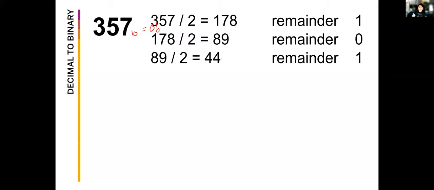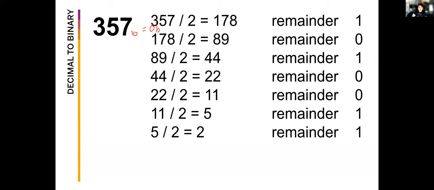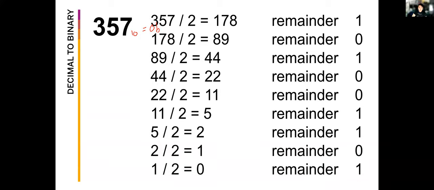Now again, 44, how many twos in 44? We have 22, remainder 0. For 22, we have 11, remainder 0. For 11, there are 5 twos, but we have a remainder of 1. And on 5, we have 2 twos with a remainder of 1. For 2, we have 1 two with a remainder of 0. And for 1, we have no twos, but we have a remainder of 1. Okay? Clear?